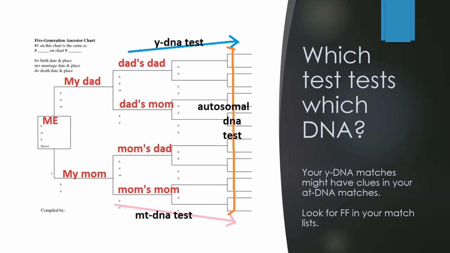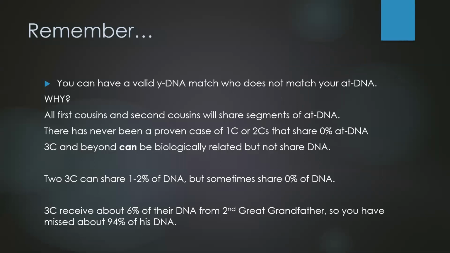Your Y DNA matches might have clues in the autosomal matching. So we're going to talk later when we look at Family Tree DNA's site. We're going to look for that FF, which is the name of their test, Family Finder, in the match list. So that would tell you which of your Y DNA matches have also done the autosomal test. And so you will have matches who match you on both. And we'll talk about the cases where you'll have matches who match you on one and not the other. So remember, you can have a valid Y DNA match who does not match your autosomal DNA.